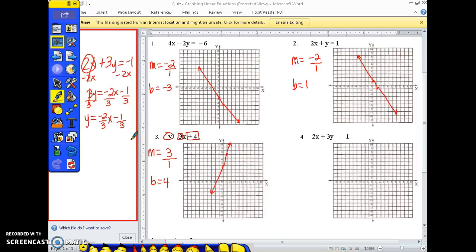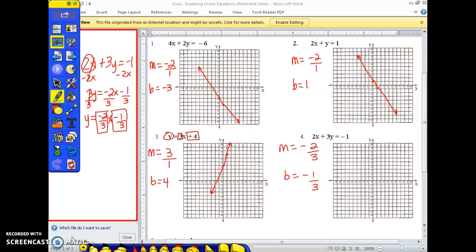My first step is to identify my slope and my y-intercept. Slope is the coefficient of x, so that is negative 2/3. It's already in fraction form, so I don't have to do anything to it. And my y-intercept is the number at the end by itself, which is negative 1/3.